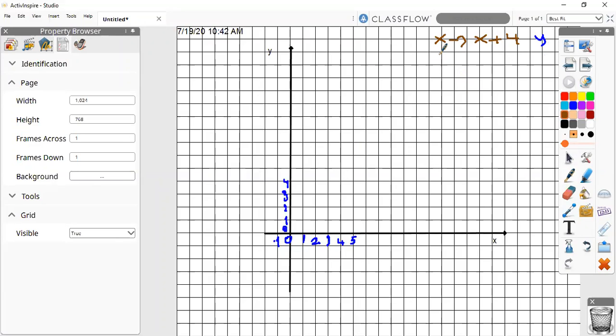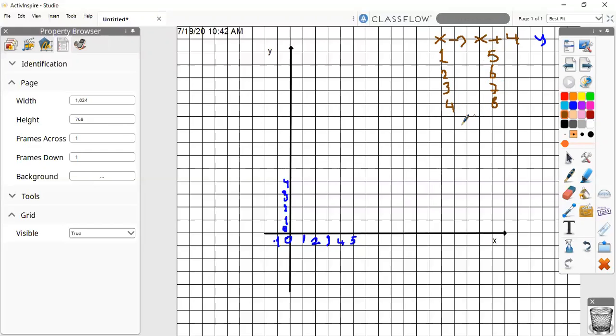Now if instead of x we put 1, x plus 4 will be what? 1 plus 4, it will be 5. If we put 2, it will be 2 plus 4, 6. The y will be 6. If we put 3 instead of x, then the y will be 7. Now for 4, it will be 8.